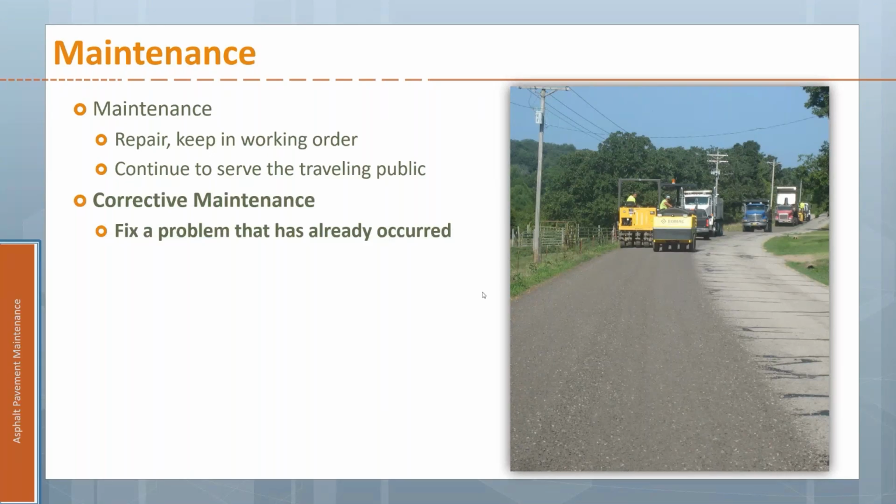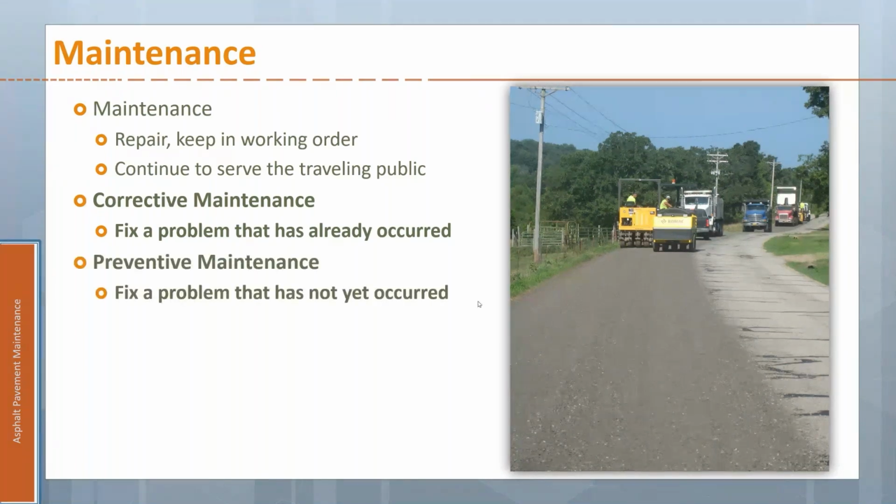But there are different types of maintenance. There's corrective maintenance, which may be what we're mostly familiar with, where we wait until there's a problem, and once we see that there's an issue, we go and fix it. That is corrective maintenance, where we're reacting to a problem that has already happened. But there's also preventive maintenance, where we take some actions to prevent a problem that has not occurred yet. If we can do something to keep that problem from happening, then that's going to be better for the traveling public.